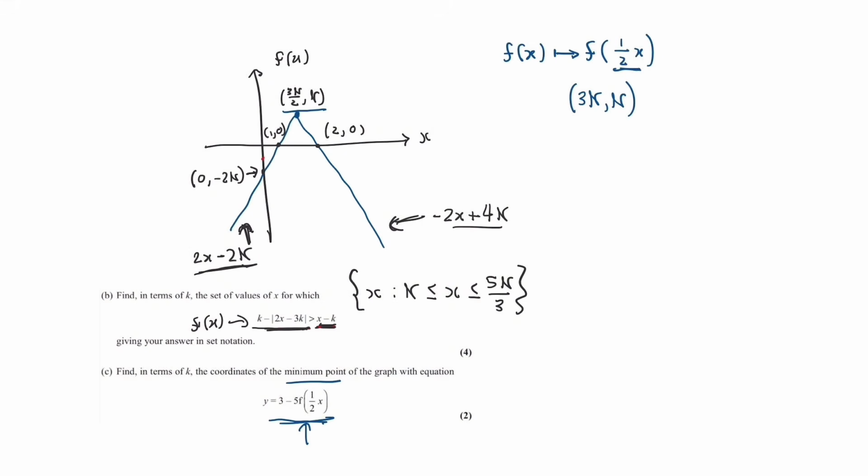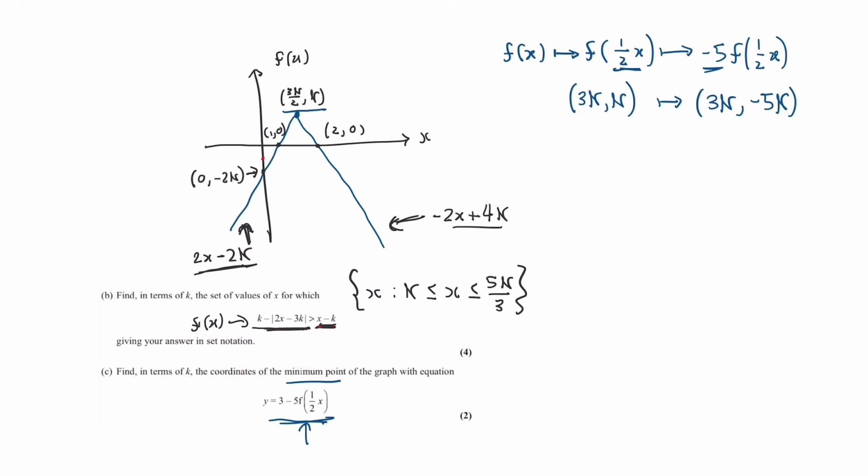Now we're going to apply our next transformation. So that is minus 5 lots of f of a half x. Now what is minus 5 lots doing? Well, what is happening here is we're multiplying our curve by minus 5. All the y values are getting multiplied by minus 5. So the x stays the same, but the y becomes minus 5k.